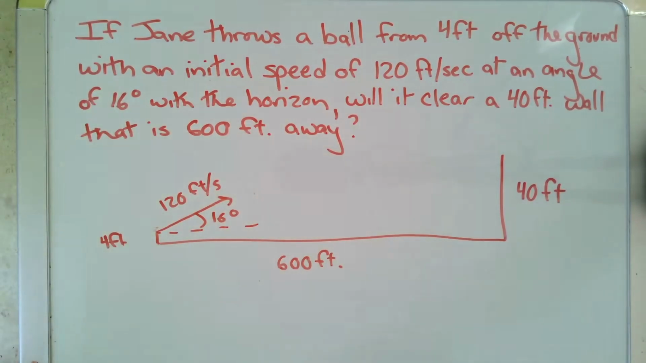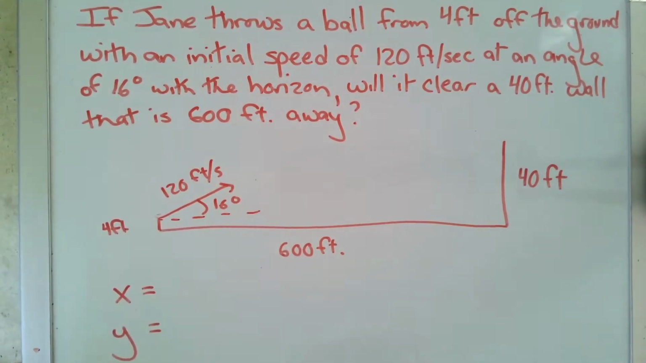So first of all, I said we're going to work with parametrics, which means we can have one equation to describe the horizontal distance and one equation to describe the vertical distance. And our variable between these two is going to be time, t, seconds. So let's start with horizontal.